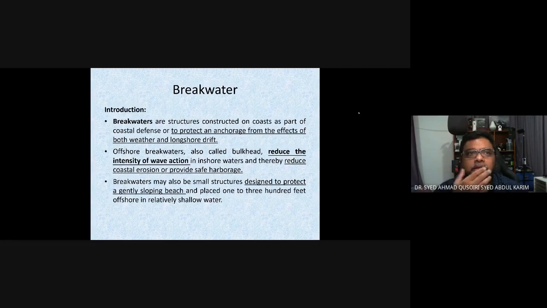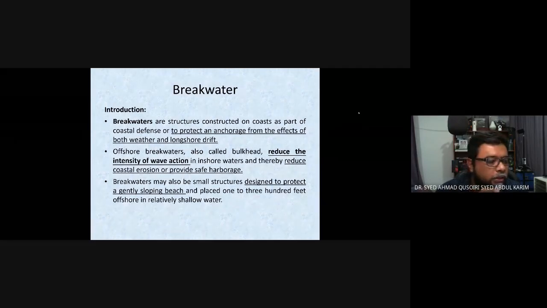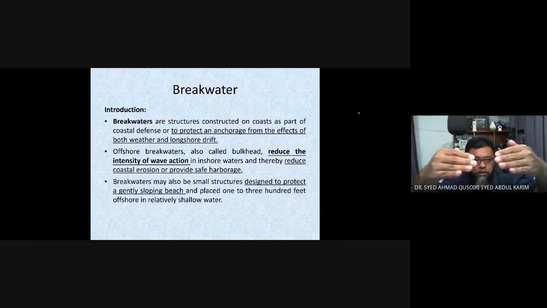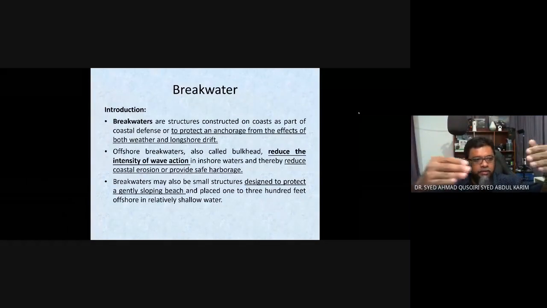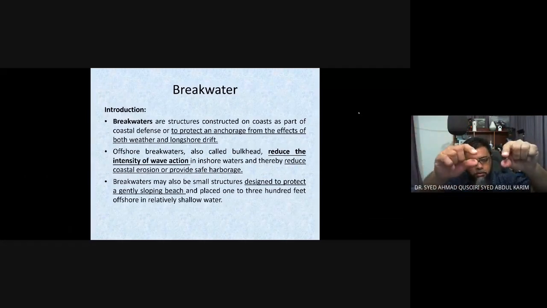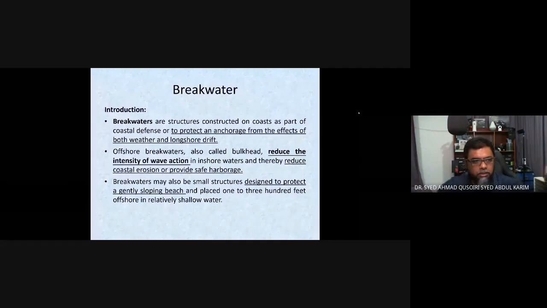in inshore water and thereby reduce coastal erosion and provide safe harbourage. Kalau kita tengok tempat kapal berlabuh, dia kalau tak ada yang natural ni, dia akan buat breakwater keliling teluk tu and then ada satu laluan saja untuk kapal tu keluar masuk. So rock ke ataupun konkrit yang digunakan akan keliling teluk tu.